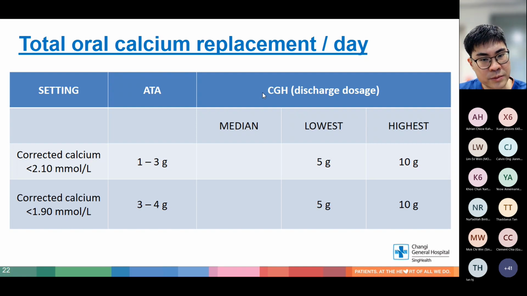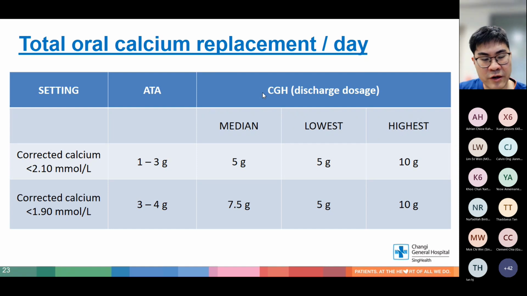Looking at a snapshot of this, it does look like our population actually requires a higher replacement regime than what is used in the United States. Even the lowest discharge dosage is higher than the highest recommended dose from ATA. But where does it actually stand?